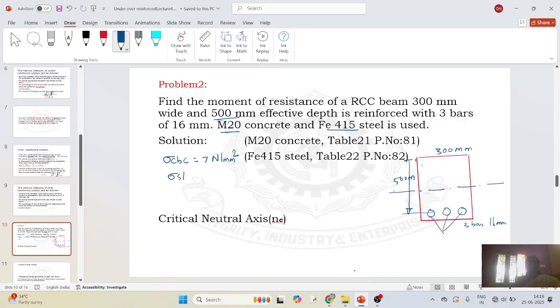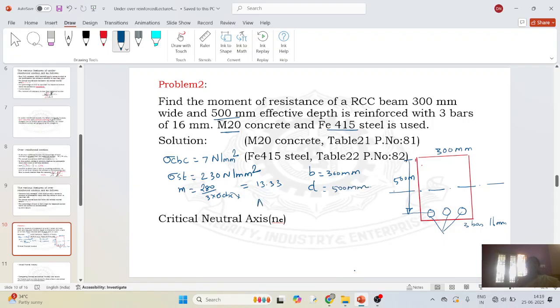Sigma ST equal to 230 Newton per mm square. M equal to 280 divided by 3 into sigma CBC, with sigma CBC equal to 7. So the modular ratio equals 13.33. And the breadth of the section is 300. Effective depth is 500, not the overall depth of the section.